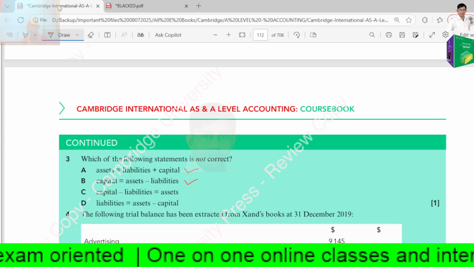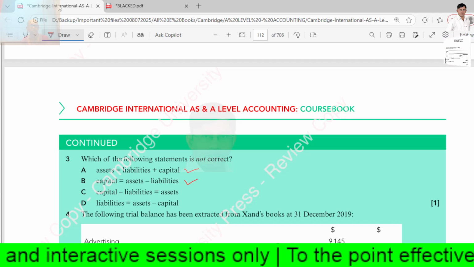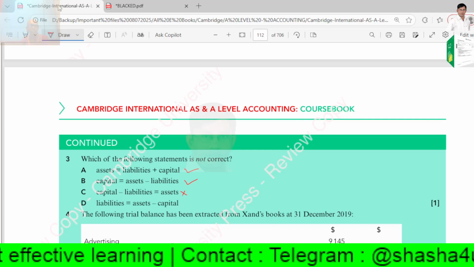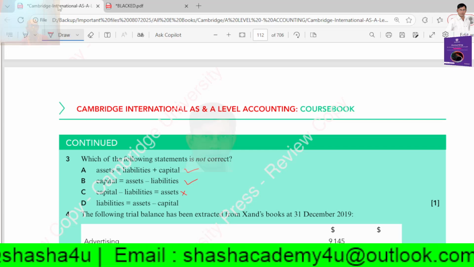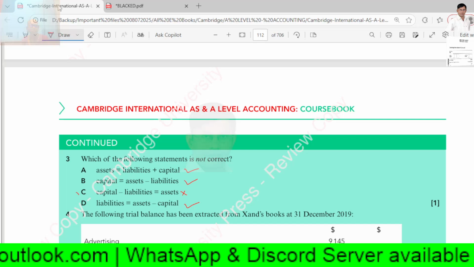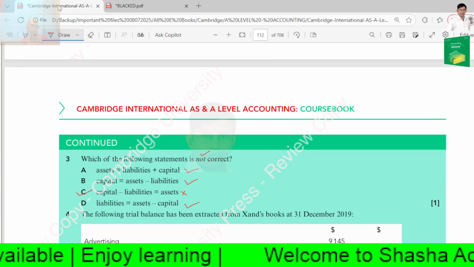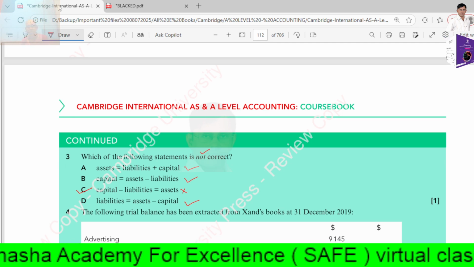This is wrong, because it has to be the same on both sides. So liabilities is equal to assets minus capital. This is correct. So this one is wrong, and this is the answer. Which of the following is not correct? So C is not correct. That's it. Okay. Next.